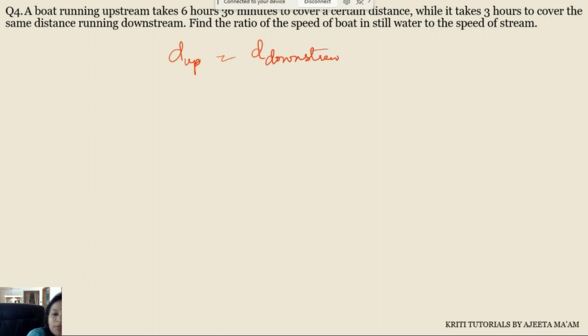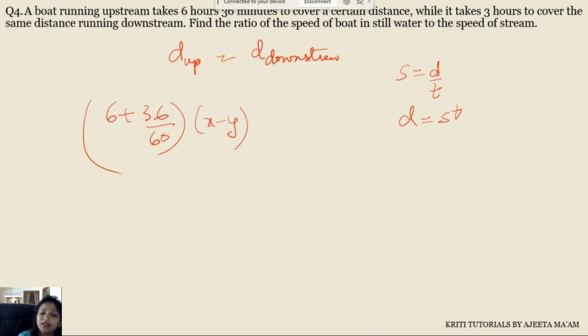Now, what's the speed of the upstream and downstream? X minus y, x plus y. Now, what is the time taken? So, if I use the formula, speed is distance upon time. So, distance is what? Speed into time. Simple. Now, 6 hours 36 minutes. How do we convert minutes into hours? By dividing by 60. Yes, very good. So, if we divide it by 60, we get the time of upstream. And speed, you all know, just one thing, x minus y, x plus y. That is important for you.